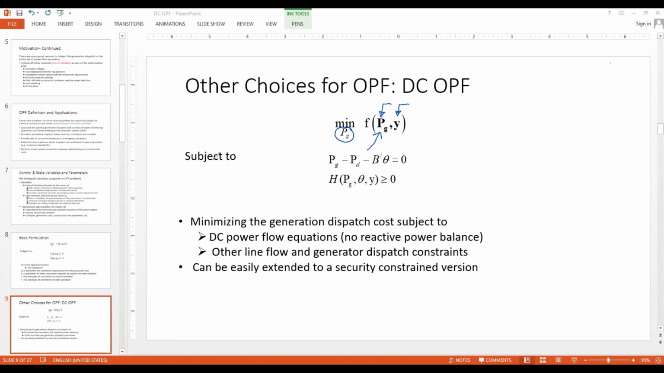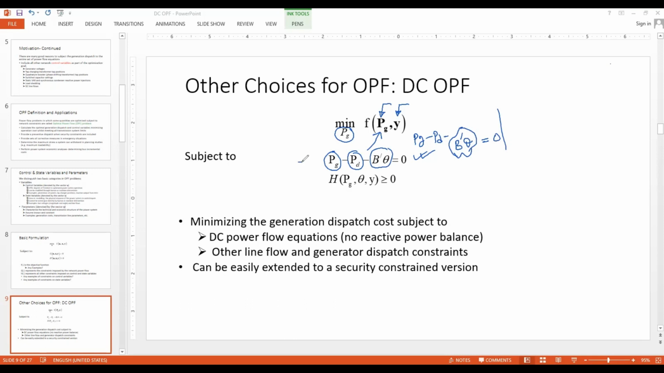And the equality constraint, we have specified it like the P generation minus the P demand minus B prime theta equals 0. So the generation minus demand minus B prime theta equals 0. So what we can do here later on, when we formulate the DC load flow, we will show how and why this is actually appearing here. Okay, what is this and how it comes.